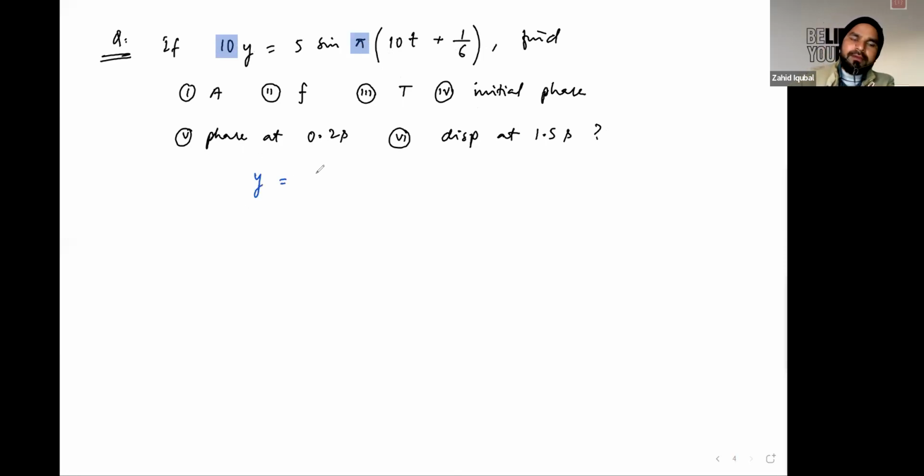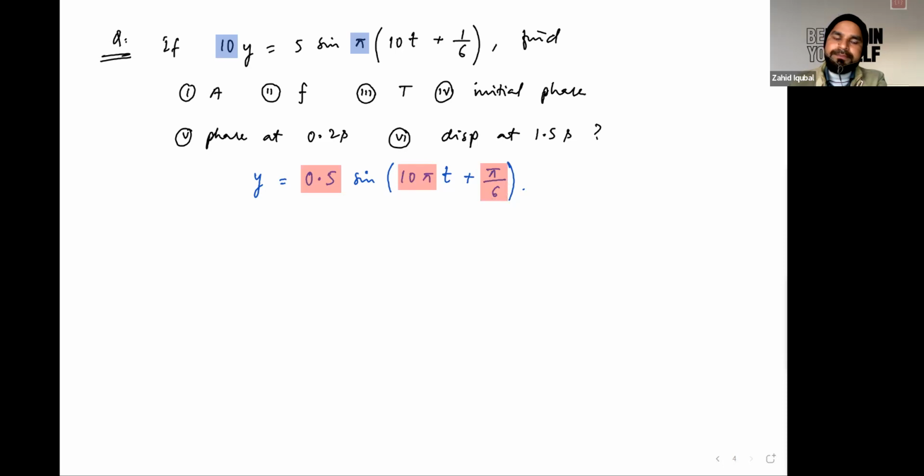y equals 5 by 10, that is 0.5 sine. Move this pi inside the bracket, so you will get 10 pi t, and on multiplying with this part, you will get pi by 6. Now it is a standard form. Now just compare this equation with the previous part. The coefficient of sine or cos will be the amplitude, the coefficient of t will be omega, and the constant term in this phase will be the initial phase.